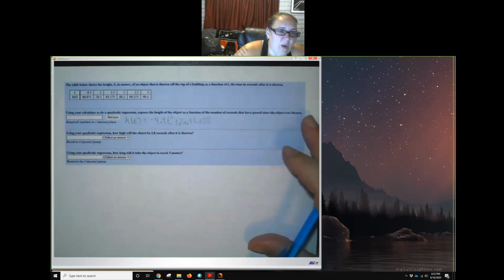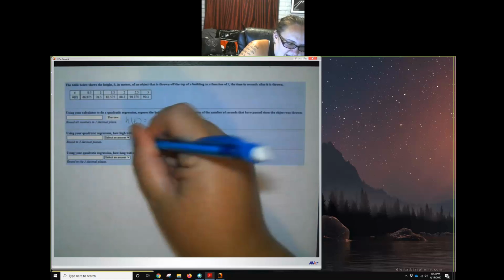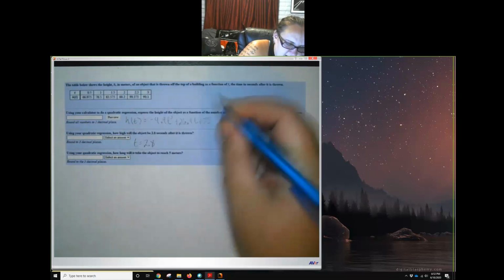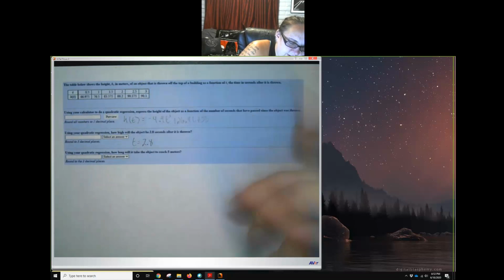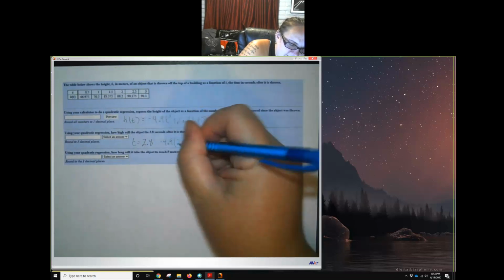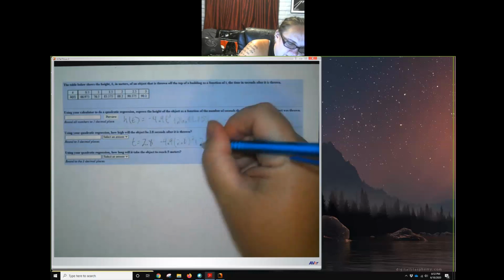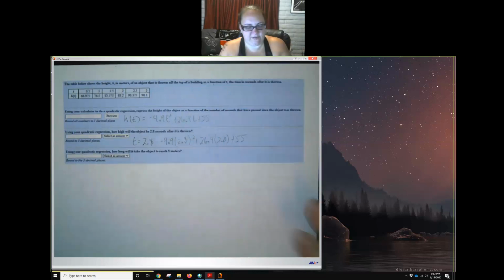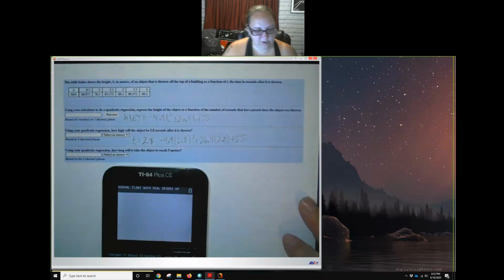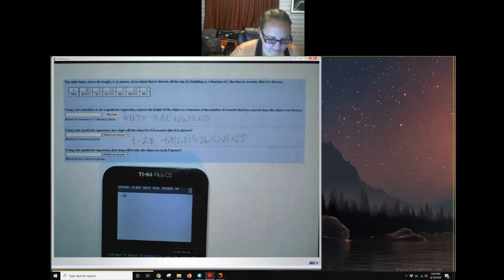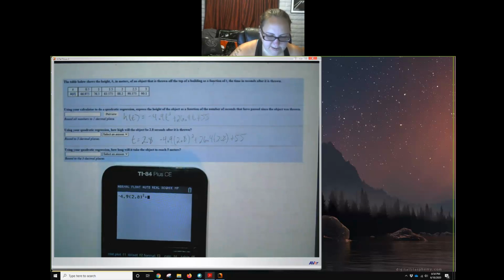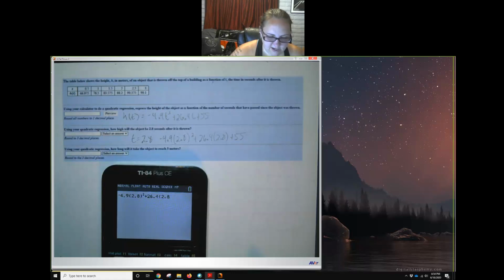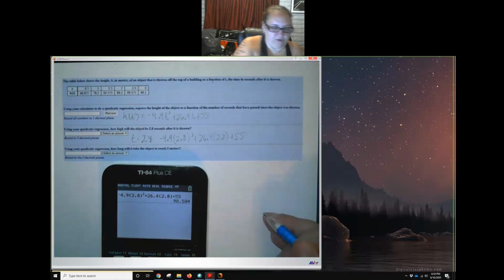And so then how high will the object be 2.8 seconds after? So t equals 2.8. So negative 4.9 times 2.8 squared plus 26.4 times 2.8 plus 55. So second and then mode to quit back. Negative 4.9 times 2.8 squared plus 26.4 times 2.8 plus 55, 90.504.